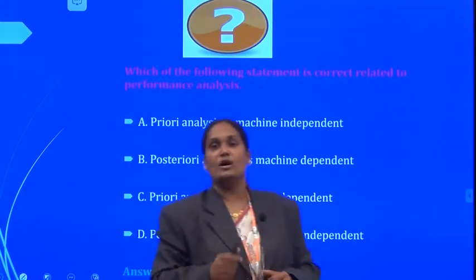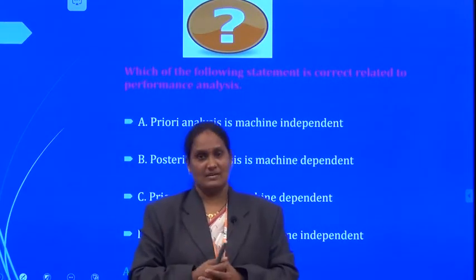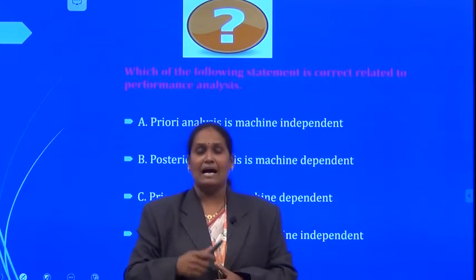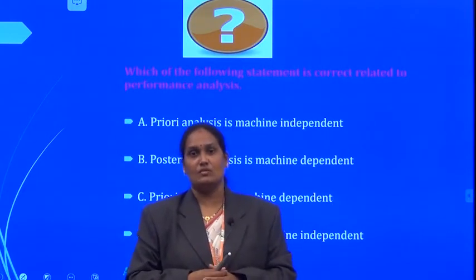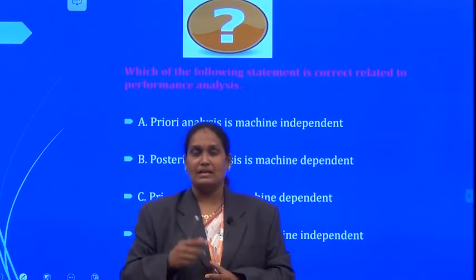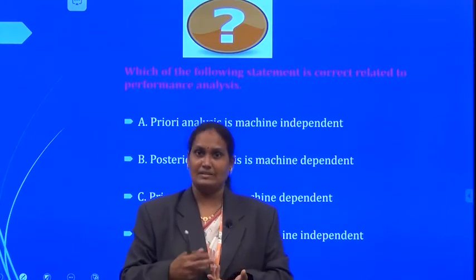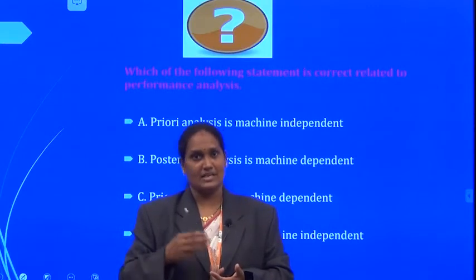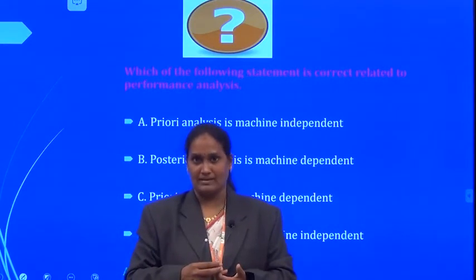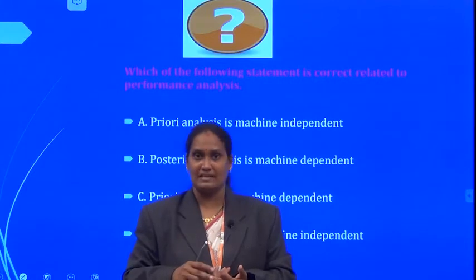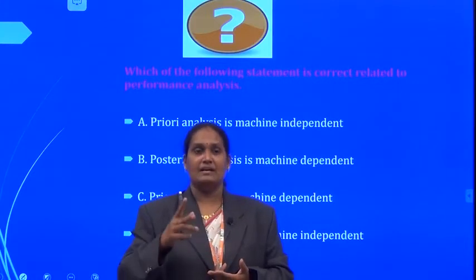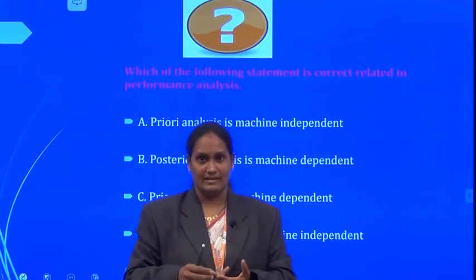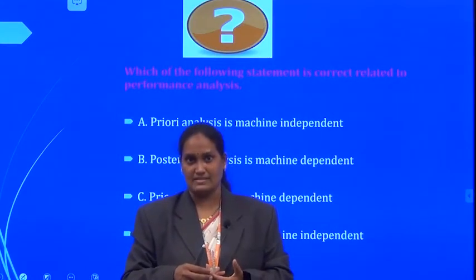I hope you all understood the performance analysis, how to analyze the performance of an algorithm. I'm going to summarize the concepts we explained in this session. In this session, we explained about types of performance analysis and the two factors which are used to analyze the performance of an algorithm, which are nothing but space complexity and time complexity. Here there are two types of performance analysis. One is posteriori analysis and the other is priori analysis.